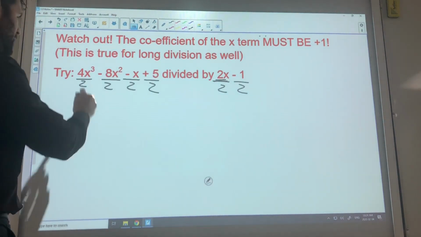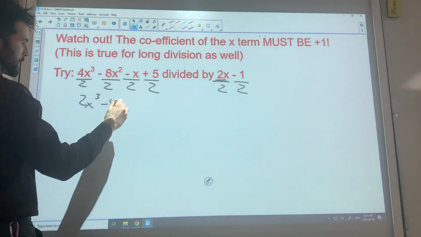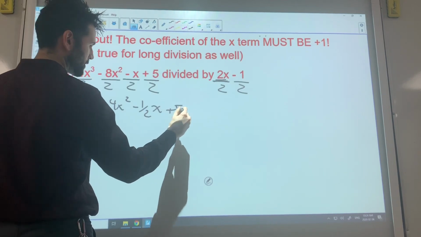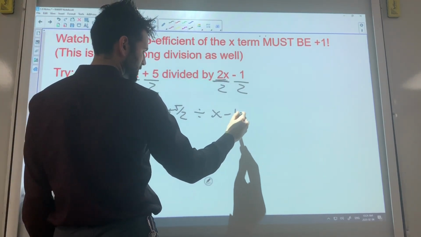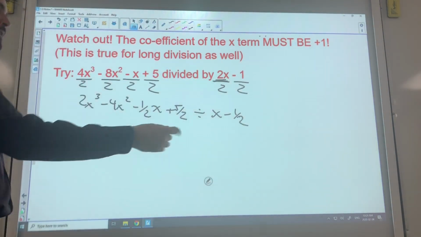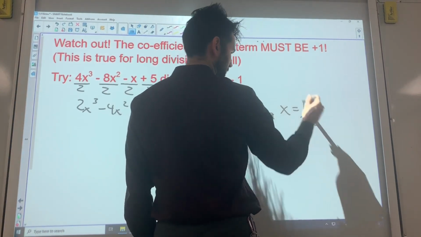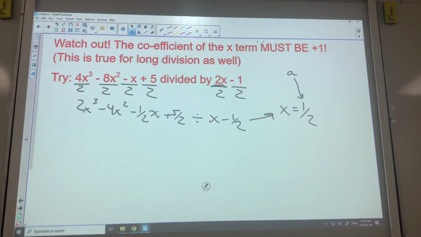Once you've done that, you would have 2x to the 3 minus 4x squared minus a half x plus 5 over 2, divided by x minus a half. And now you could go find your a term, right? You could set this equal to 0. You get that a is a half. And then you can go through and do your synthetic division as you normally do, okay? It means that you might get fractions.